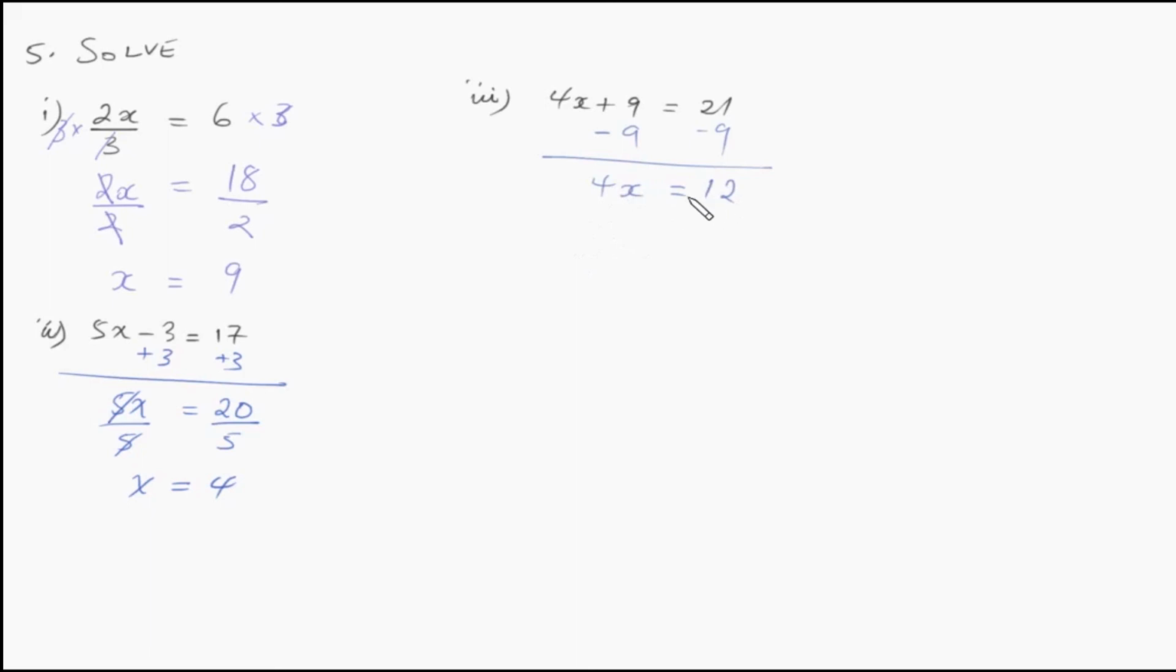Then 4x equals 12. We want to eliminate 4 so that we have x alone. Let's divide by 4 so that 4 cancels 4. We divide by 4 this side to balance. So x will be equal to 12 over 4, which is 3. So you have solved the equation. All right? That is how we solve equations.